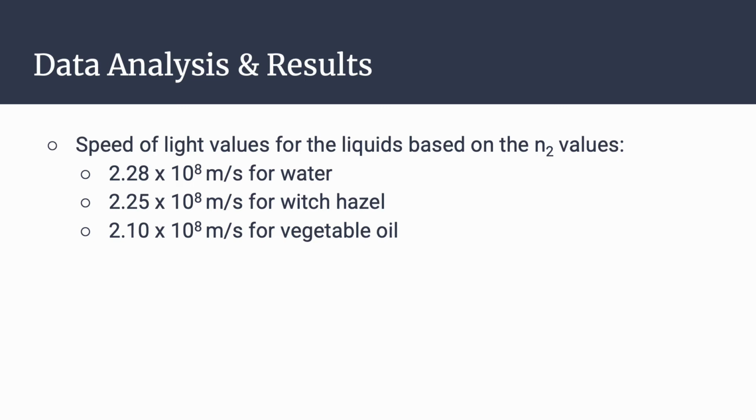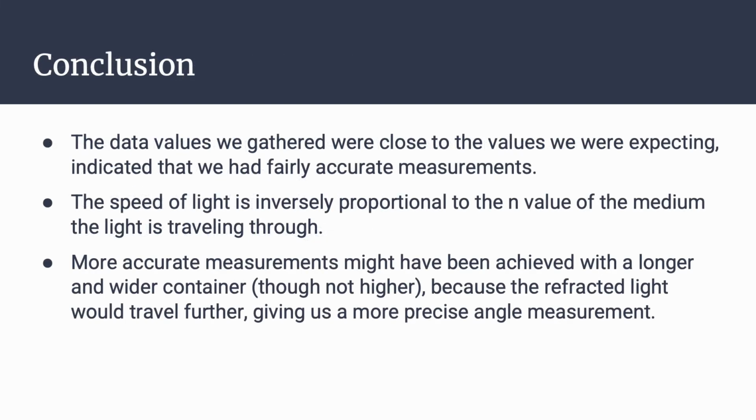The speed of light values were as follows: 2.28 times 10 to the 8th meters per second for water, 2.25 times 10 to the 8th meters per second for witch hazel, 2.10 times 10 to the 8th meters per second for vegetable oil. In conclusion, the data values that we gathered were close to the values that we were expecting, indicating that we had fairly accurate measurements.